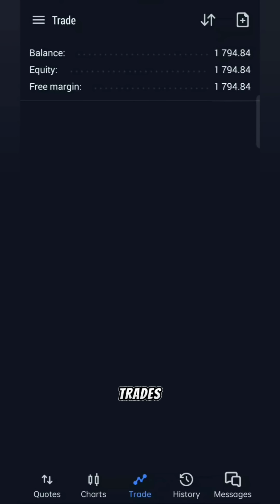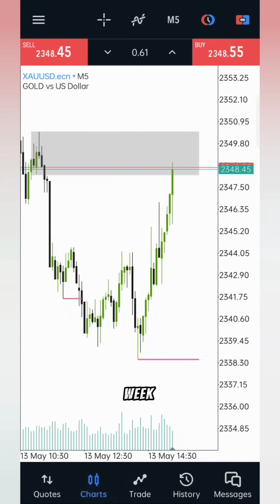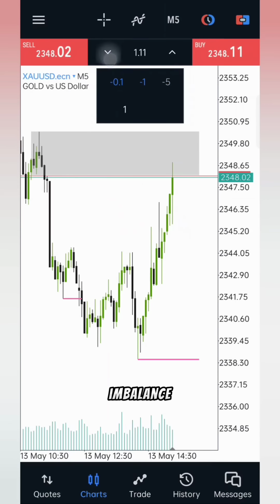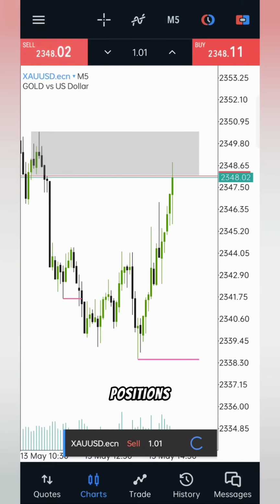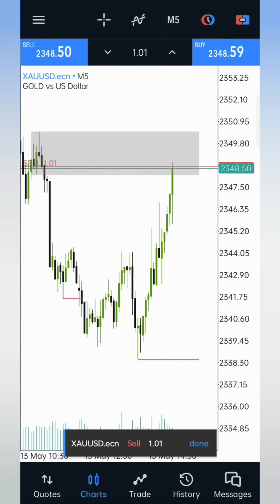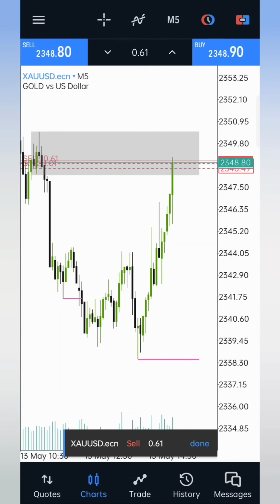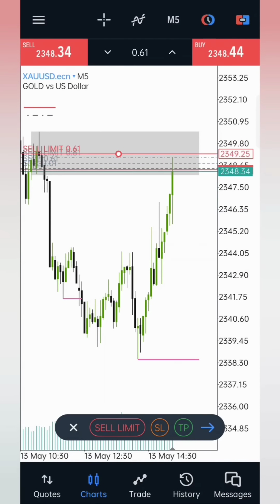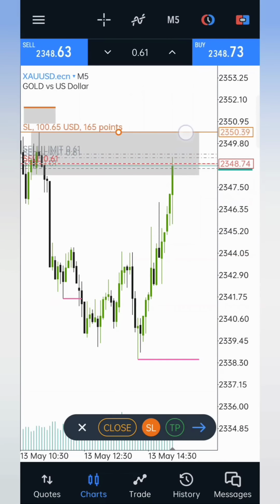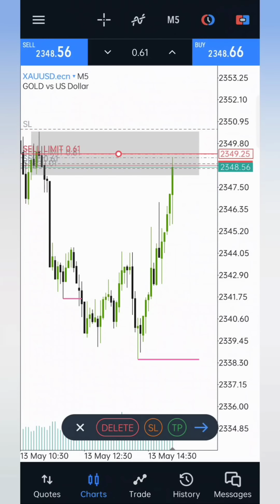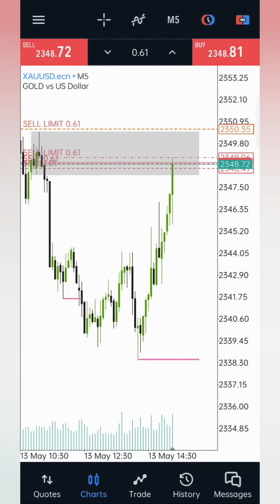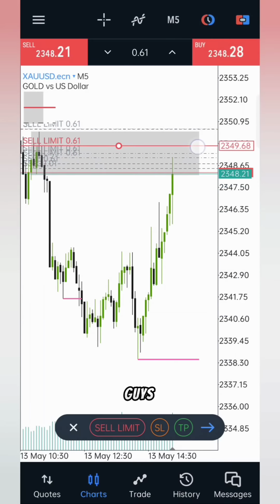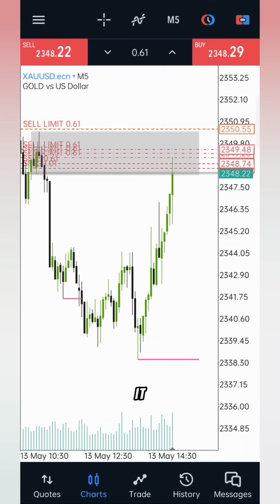So, after all of those trades, this is going to be my final trade of the week. As you can see, the price immediately returned to our order block zone, filling in all of the imbalance areas. So, I took all of my positions from this order block zone. Guys, I made a mistake, and I believe you can figure it out.